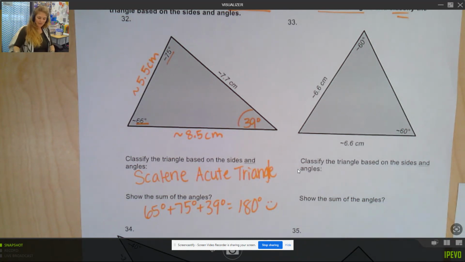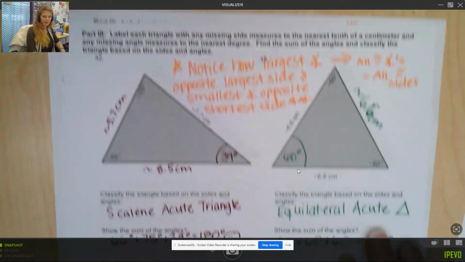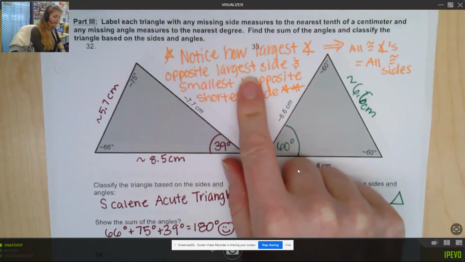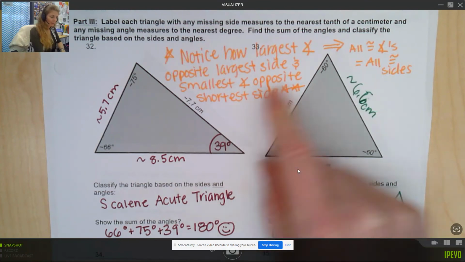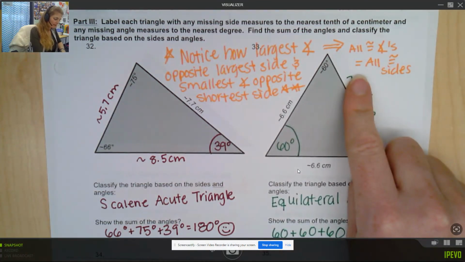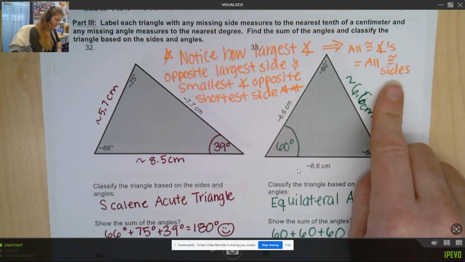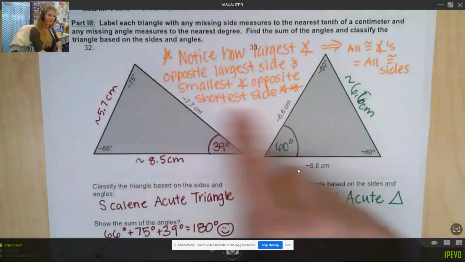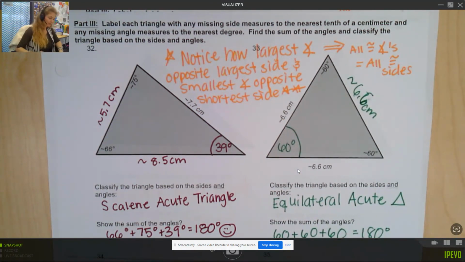Okay, did you notice something really cool about these? And it's something we've been saying, and I want us to make a little note of it on our notes. Notice how the largest angle is always opposite the largest side, and the smallest angle is always opposite the shortest side. So all congruent angles mean all congruent, all equal sides. So if you have all the angles that are congruent, it means all the sides are congruent. So this is a really important observation that we're making based on this page.